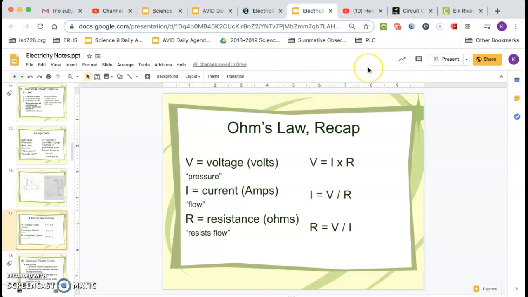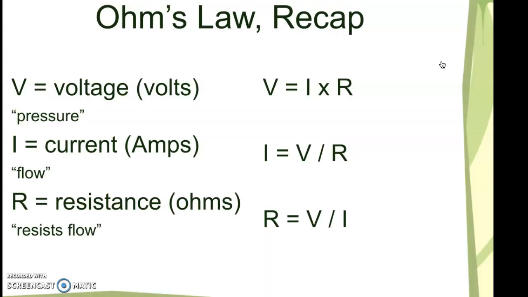All right, welcome guys. This week we're going to learn about a couple different circuits, both series and parallel. You might have heard about series so far in your lessons up to this point, but we're just going to go into it in a lot greater detail. Now, today's lesson is really going to rely on your understanding of Ohm's law. So I want to start by recapping what you've already learned.